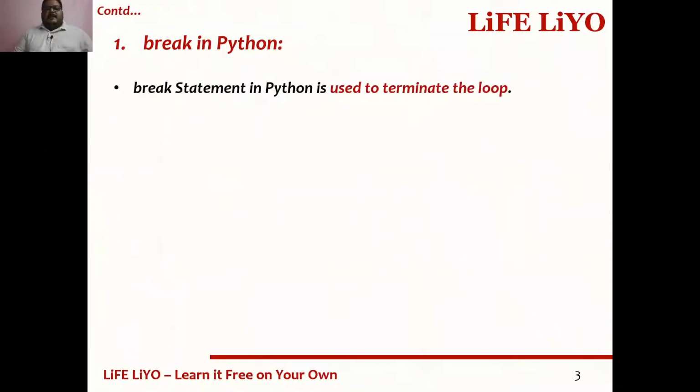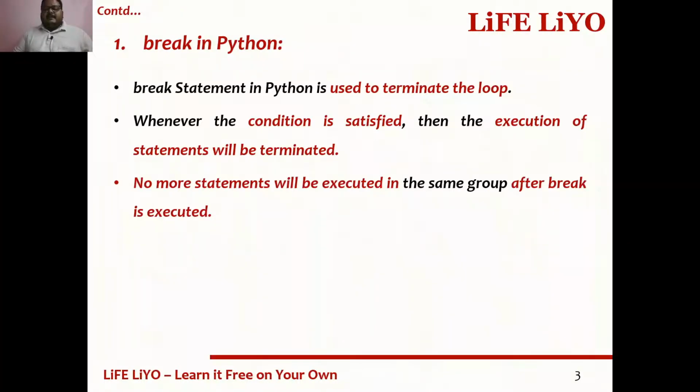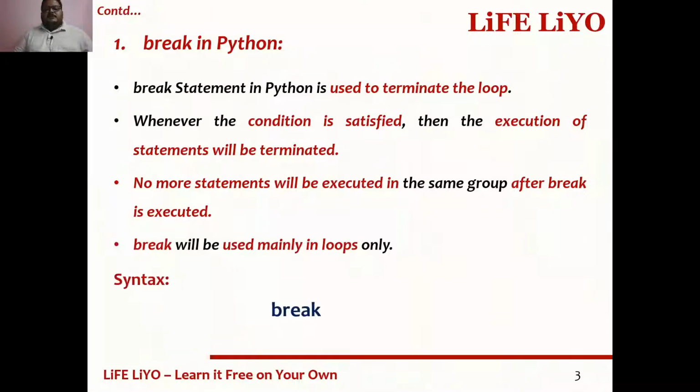Whenever a break statement in Python is used, it is going to terminate the loop based on a particular condition. Whenever the condition is satisfied, the execution of statements will be terminated. From there, no more statements will be executed in that particular loop. What is the syntax for this? Simply, we use a break statement.